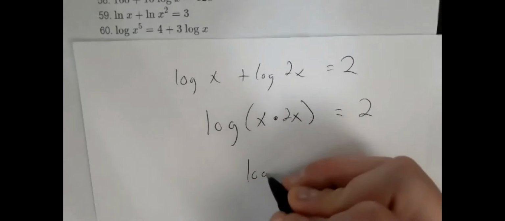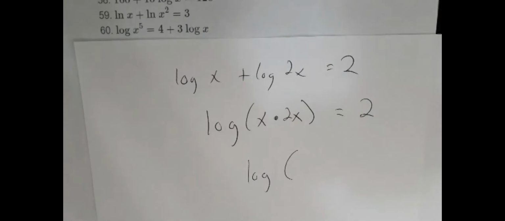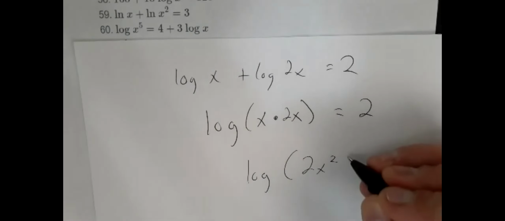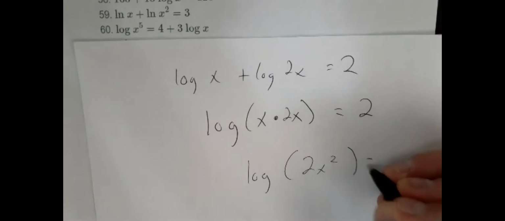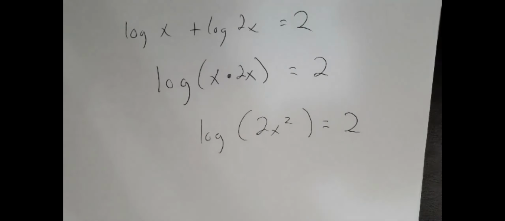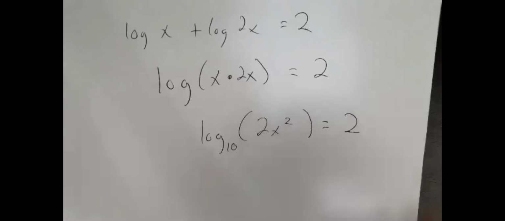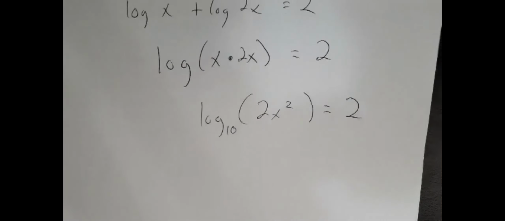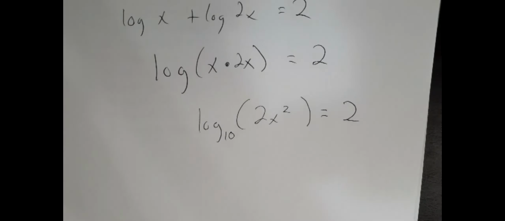So this is log of 2x squared, and this is equal to 2. All right, so now is the weird step. We got the log. It's a single log. We got it by itself. There's nothing multiplying it out here. There's nothing adding or subtracting. This is, if we put it in, a log base 10. So how do I want to get rid of this log is the next question. That's the thing that's tripping me up here. Let's get rid of that guy.